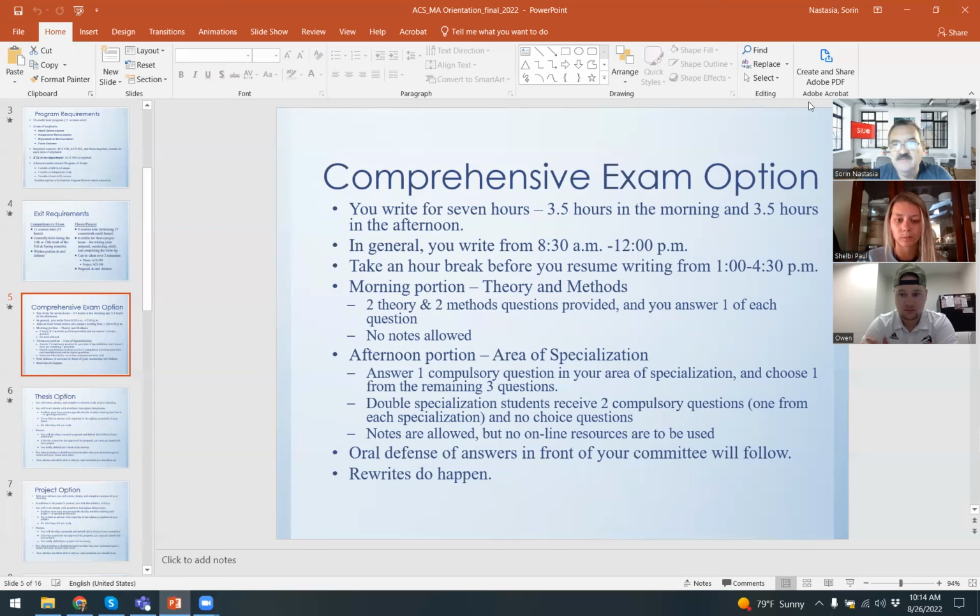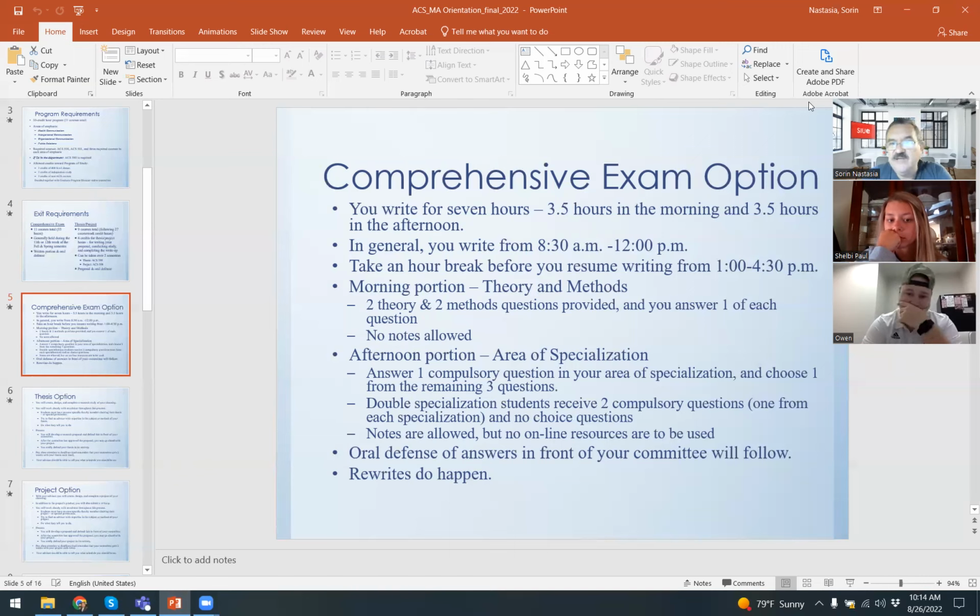So for the comprehensive exam, you write for 7 hours. As I said, around week 11 or 12 of the semester you decide to take the comprehensive examination. And that is usually in the fall or the spring, not in the summer, because you won't necessarily have a graduate director to stay with you during the summer, or a committee to evaluate you. So in general, you write from 8:30 to 12 in the first part, take an hour break before you resume writing from 1 to 4:30, for a total of 7 hours.